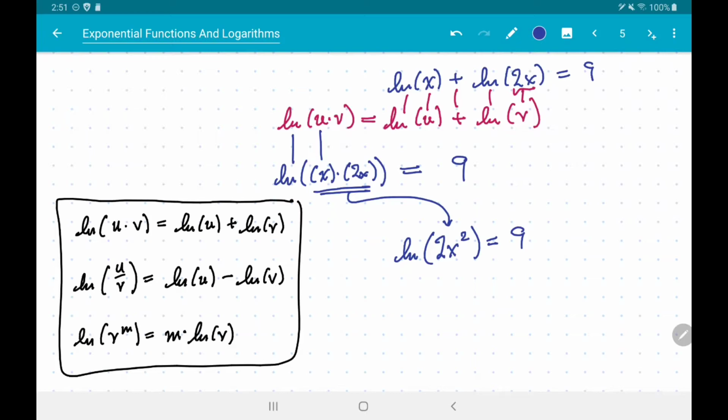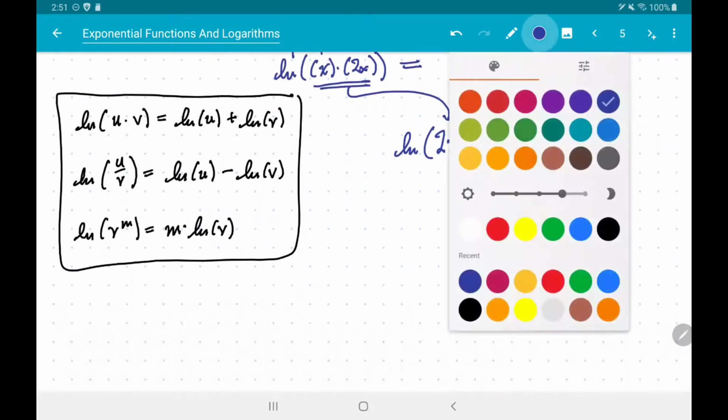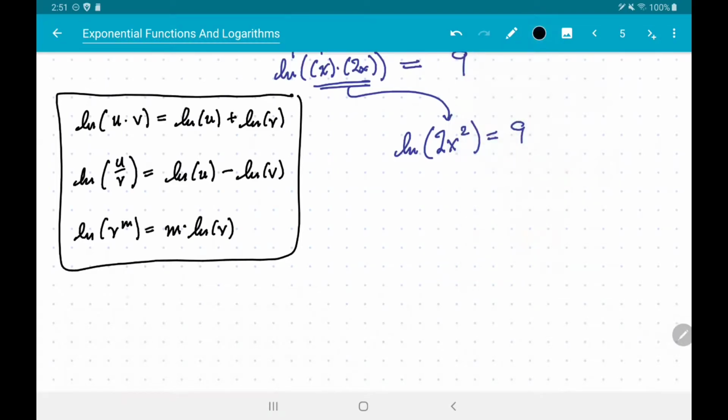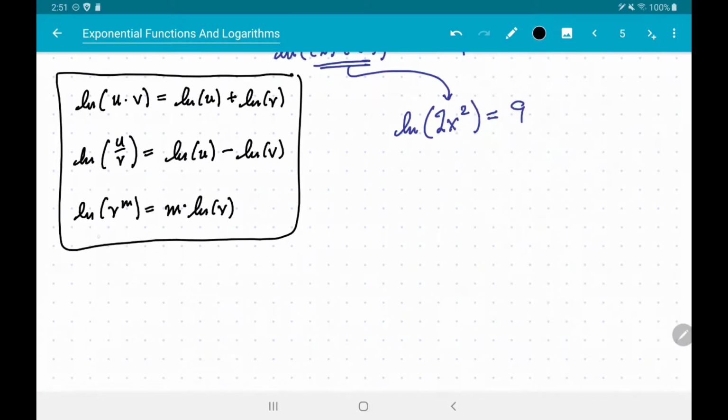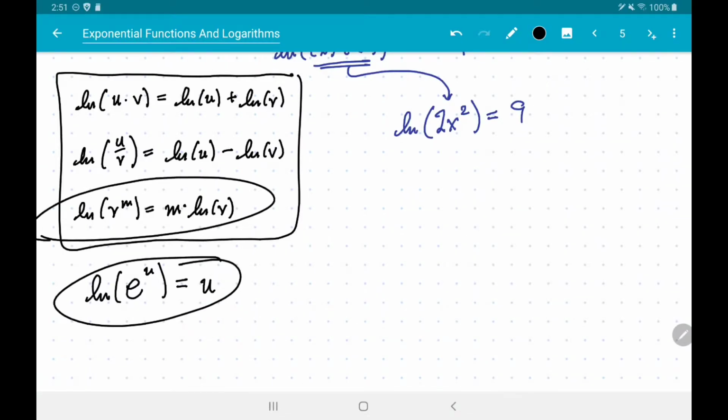Now at this point, we have to figure out how to somehow get rid of this ln. So to do that, I'm going to write over here a couple of other things to remind you of. First is that if you have ln and you apply it to e to the u, the ln undoes the natural exponential and gives you just the u. This is actually a special case of this.